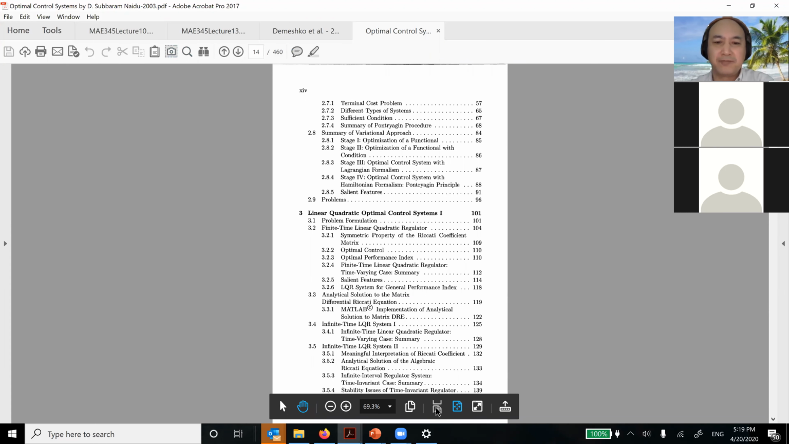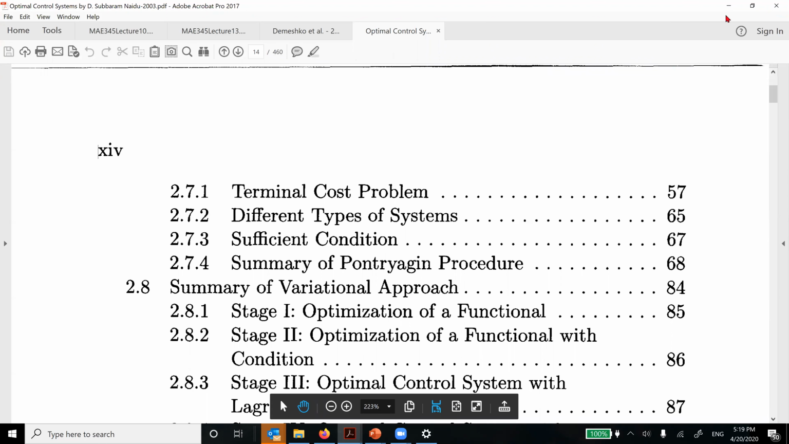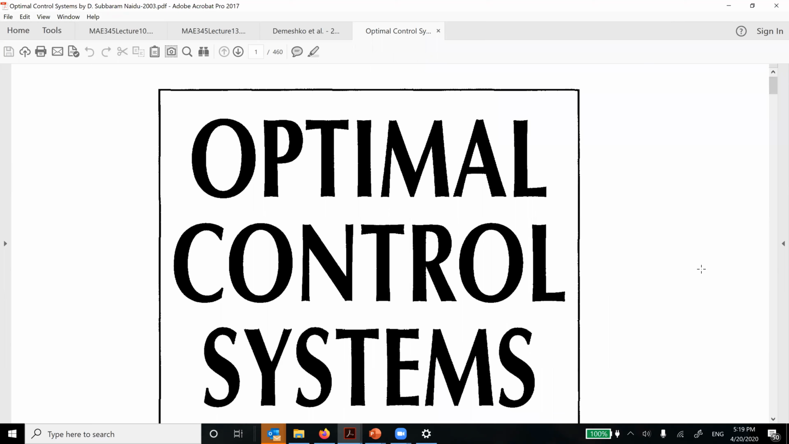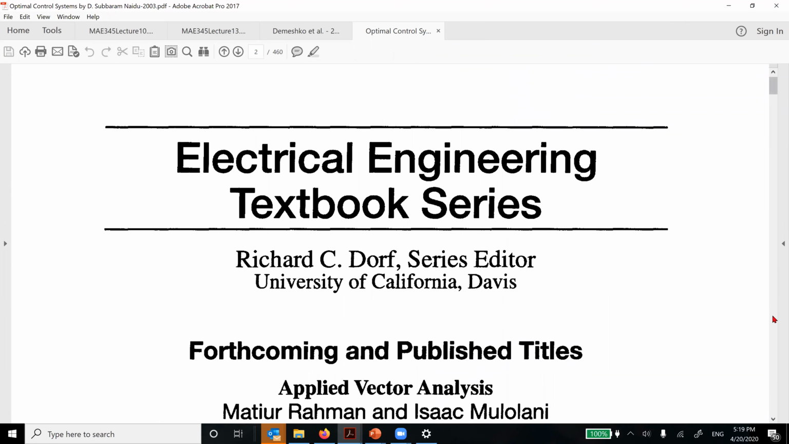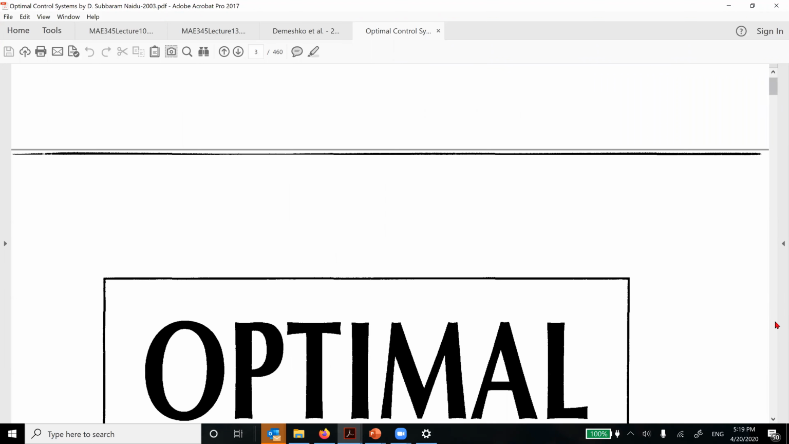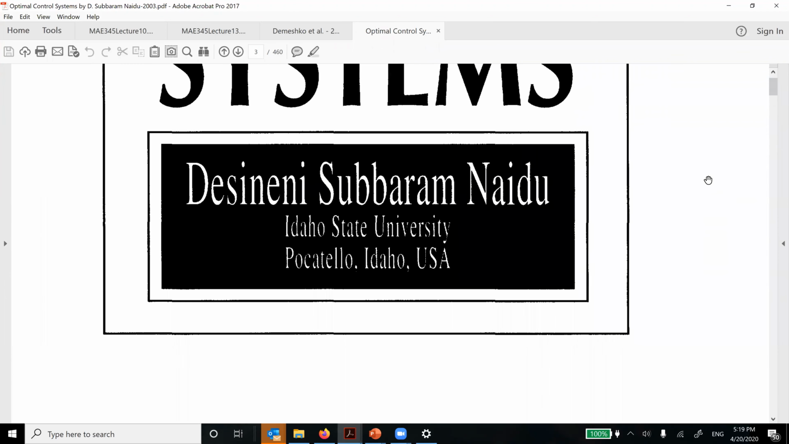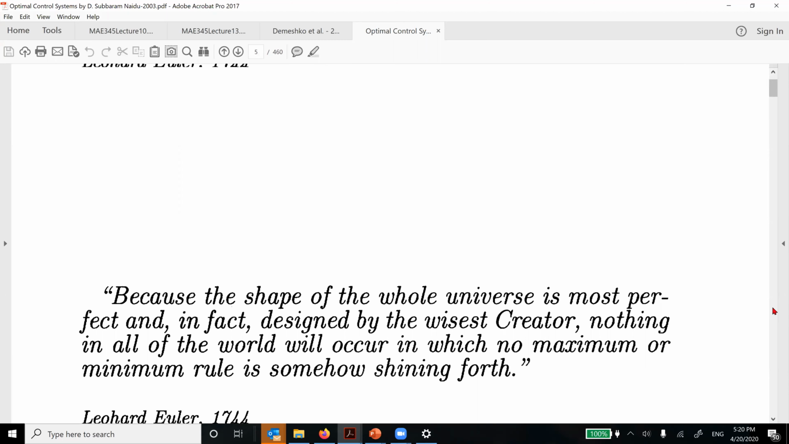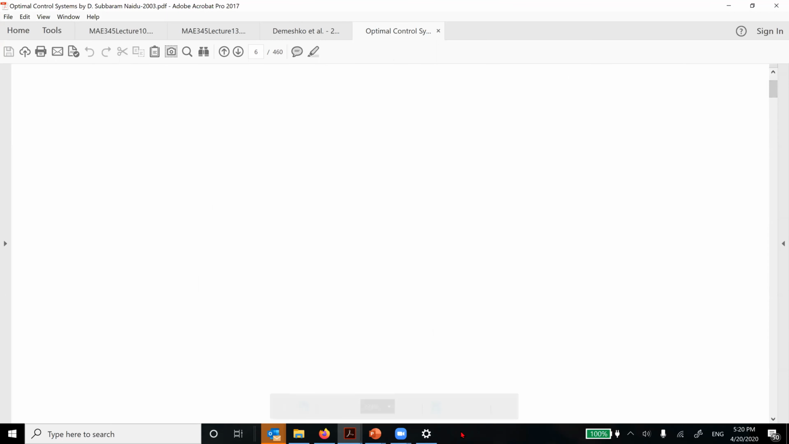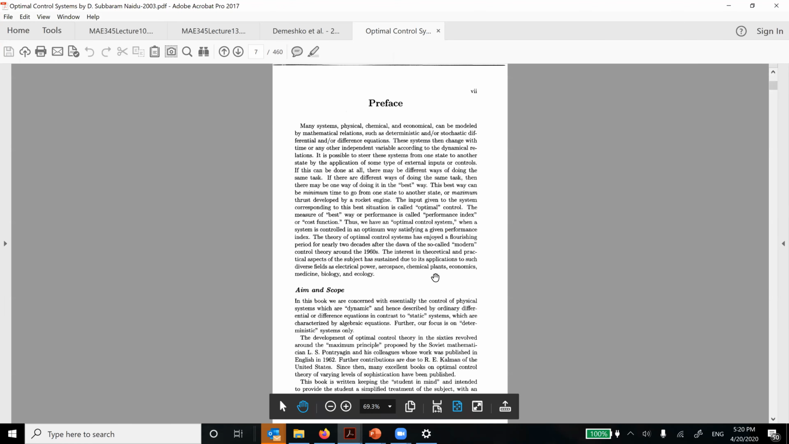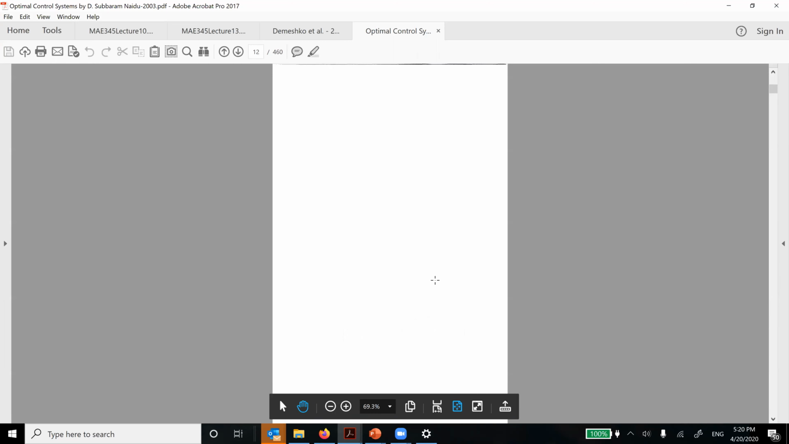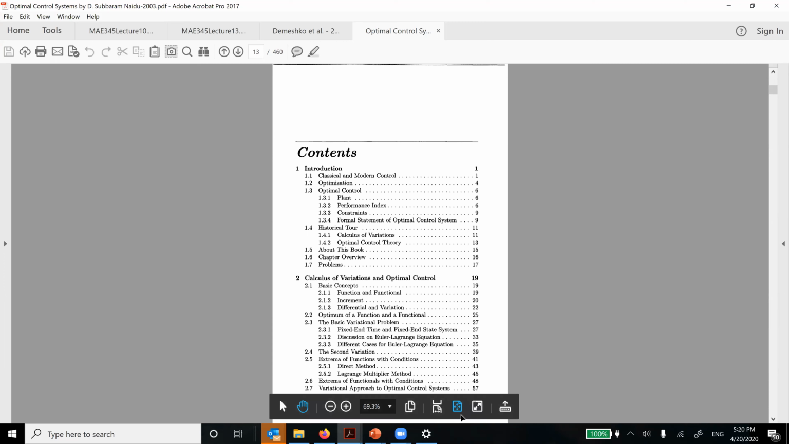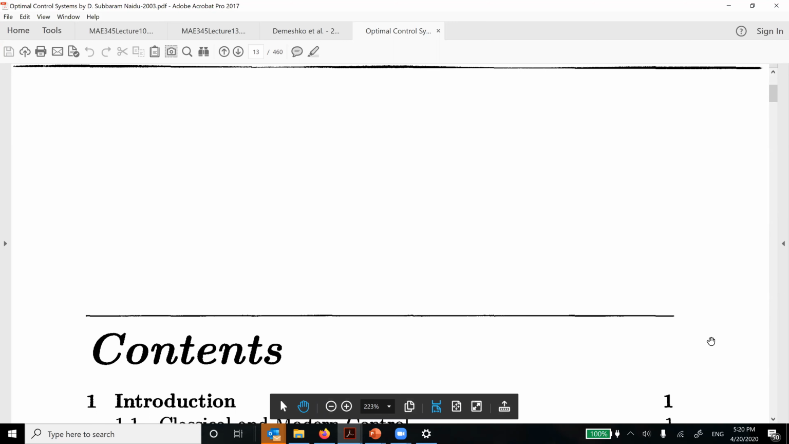This book I'll give to you. This is a book on optimal control written by Professor Naidu from Idaho State University. He retired, he was an IEEE fellow. He talked to me while he was finalizing this book. So it is a textbook we developed for the class. Okay. So let me give you about its contents.